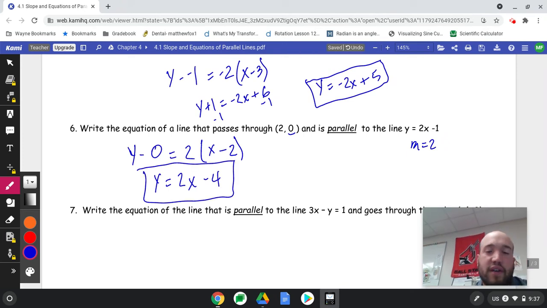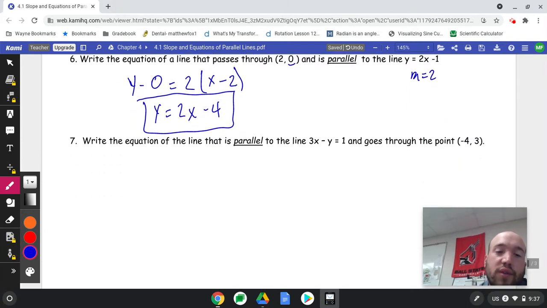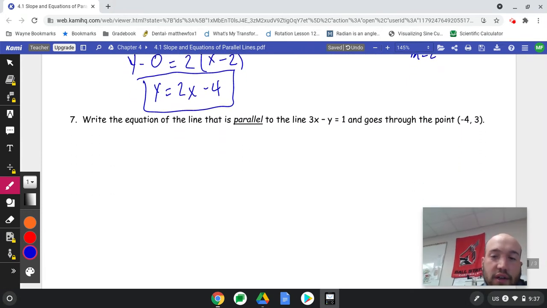Now the final one of today, a little bit harder. Once again, we are finding the equation of a line that is parallel to this line. But notice it's not in slope-intercept form. It's in 3x minus y equals 1. Okay, it's standard form. It also goes through this point over here. It says negative 4, 3. Okay, so we know this will be our x1, this will be our y1. But to find our slope, we know it's parallel, so it'll have the same slope with this line if we can figure out what the slope is.